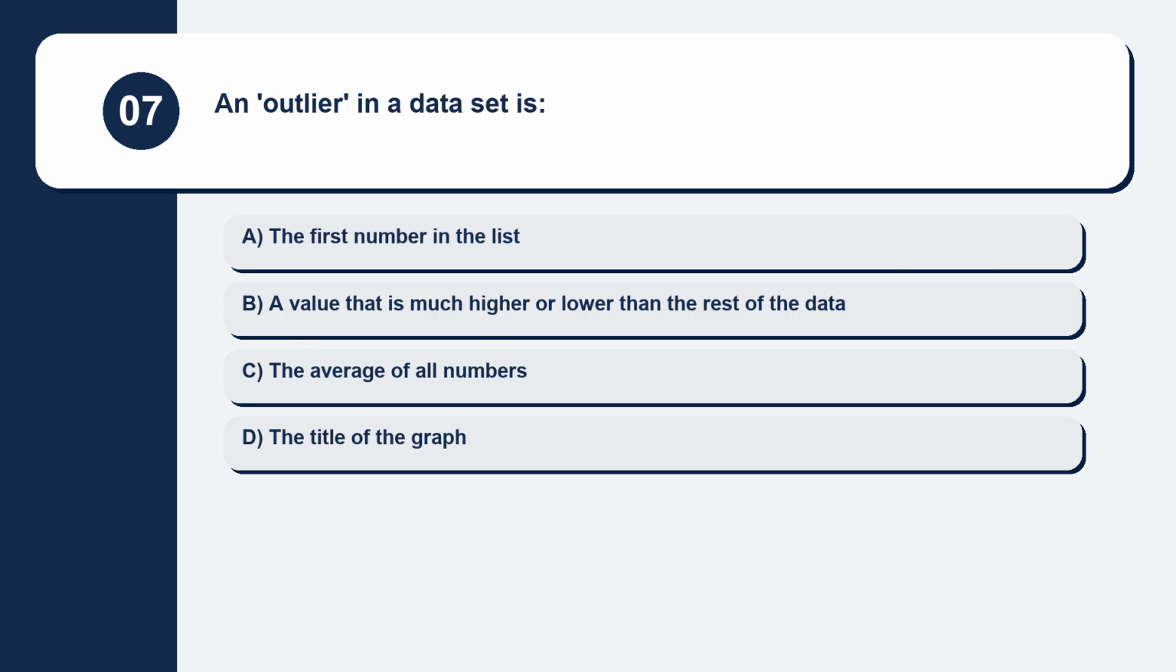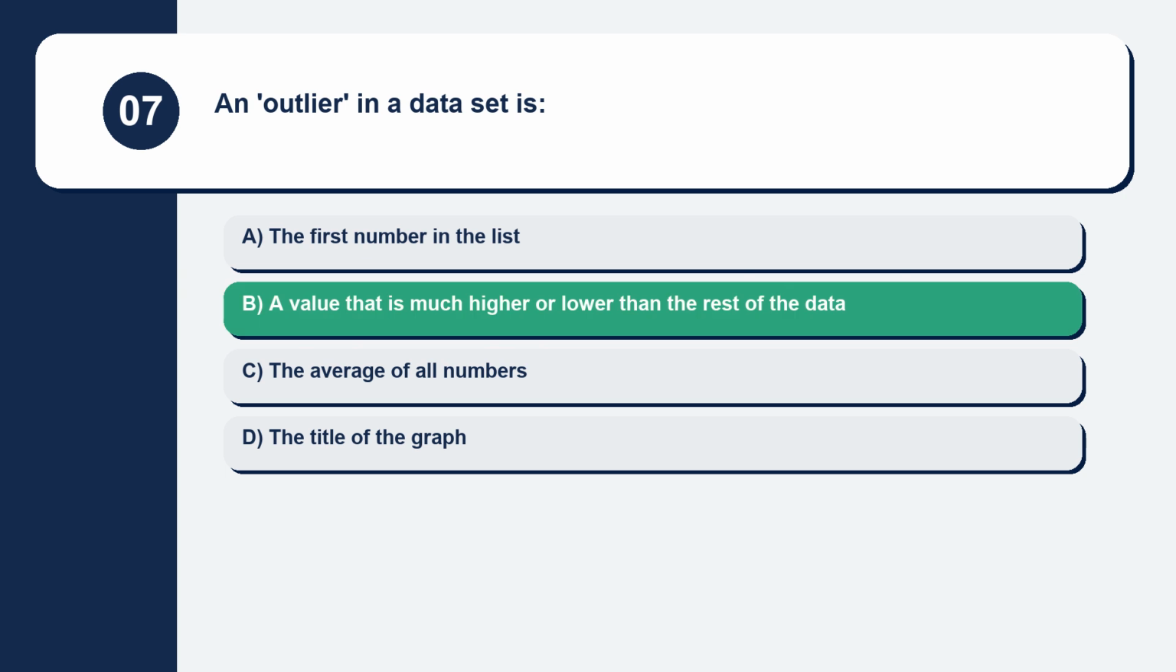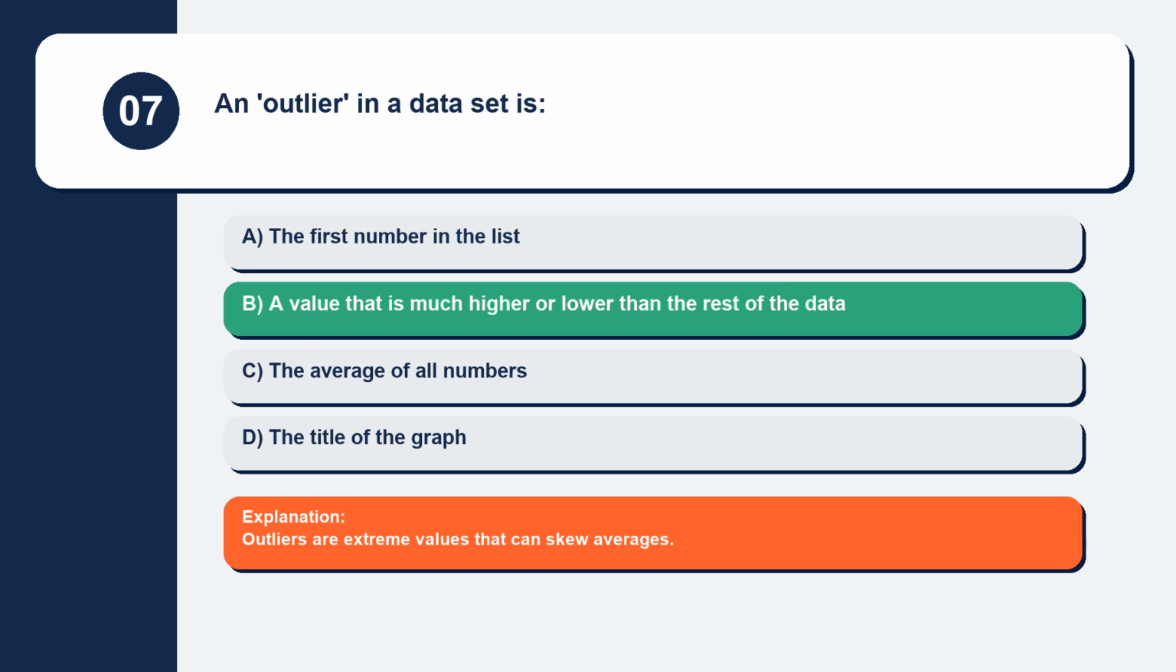Question 7. An outlier in a data set is the first number in the list, a value that is much higher or lower than the rest of the data, the average of all numbers, the title of the graph. Outliers are extreme values that can skew averages.